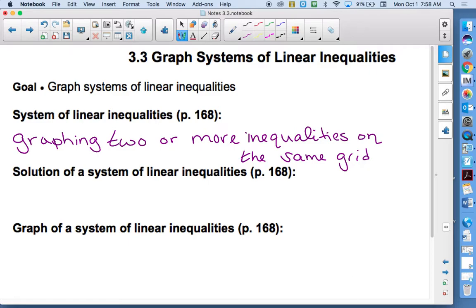And then a solution of a system would be where the shaded region overlaps. So instead of where the lines intersect, we'll now be looking at where the shaded region overlaps. Or you could say intersects.